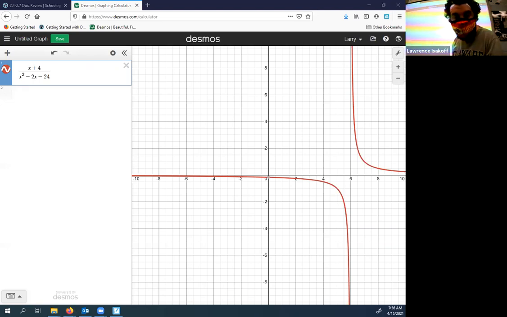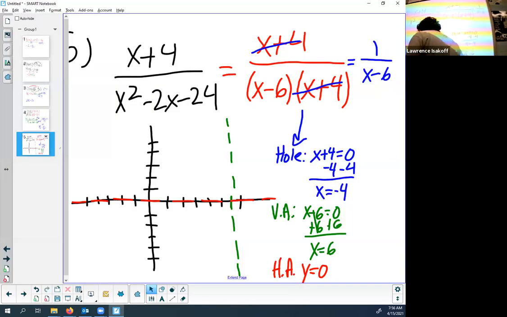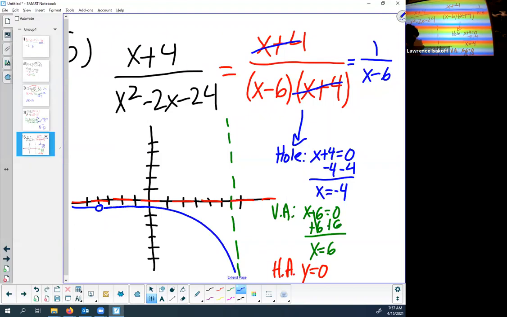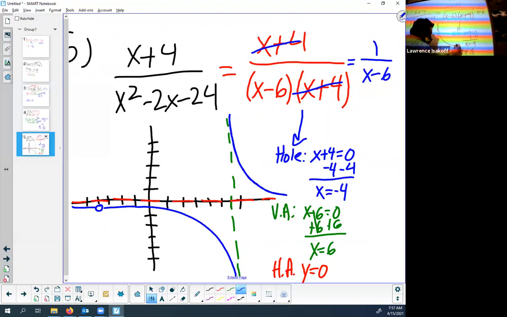So I'm just going to draw it in those spots. But at -4, I just know I have a hole there. It's going to be something like this, and then something like this.